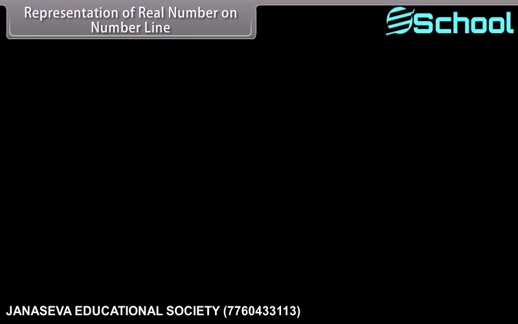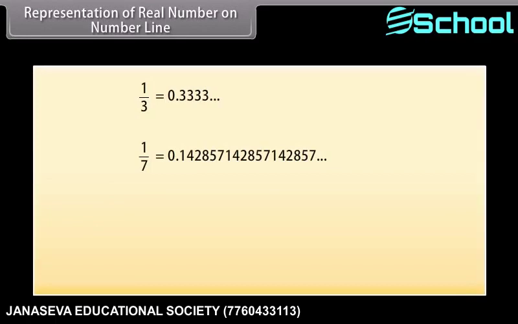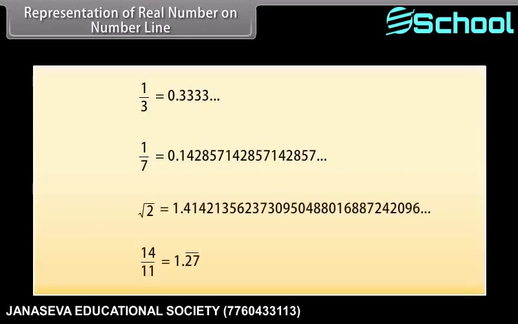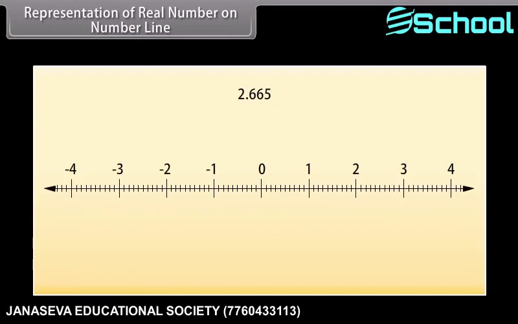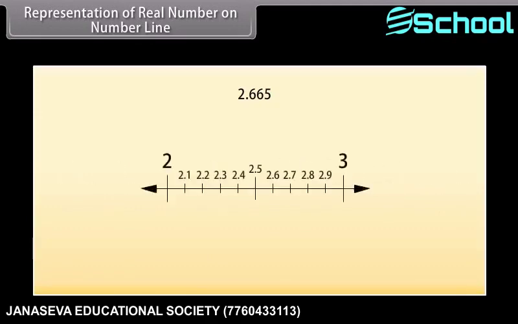Representation of real number on number line. We now know that every real number has a decimal expansion. That decimal expansion helps us to locate it on a number line. Let us locate 2.665 on a number line. We know that it lies somewhere between 2 and 3. Imagine dividing it into 10 equal parts. For a clear view of numbers, the first part represents 2.1 and the second part is 2.2 and so on.